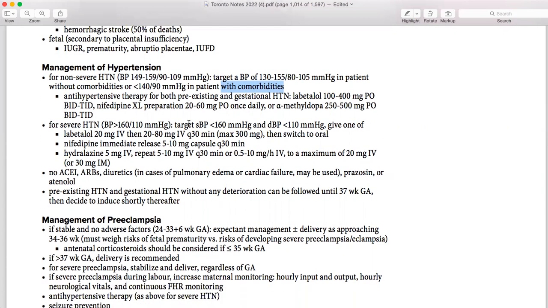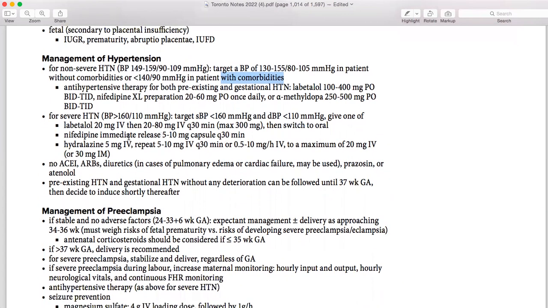For severe hypertension, if the systolic BP is 160 or more and diastolic is 110 or more, give IV labetalol. If labetalol is not available, then you can move on to nifedipine. And as soon as the patient stabilizes, move back from IV to oral. You cannot give IV for a prolonged period of time. If she needs IV, you have to give IV right away. But if she has been taking IV for a very long period, or now she is stable, you can switch back to oral.